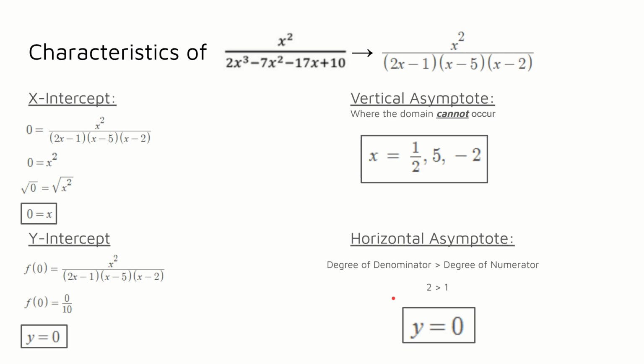Alright, so other characteristics such as x-intercepts, y-intercepts, VA, and HA, these are all the same as question 2. You should know how to calculate these on your own.